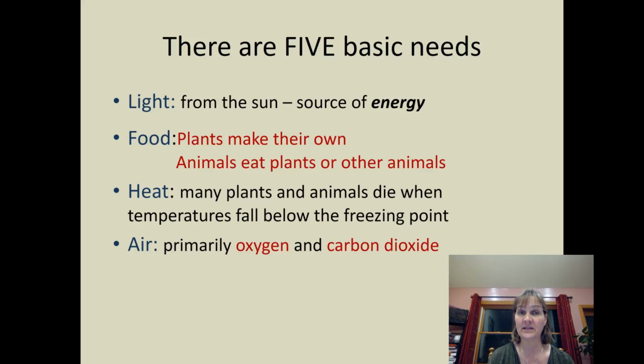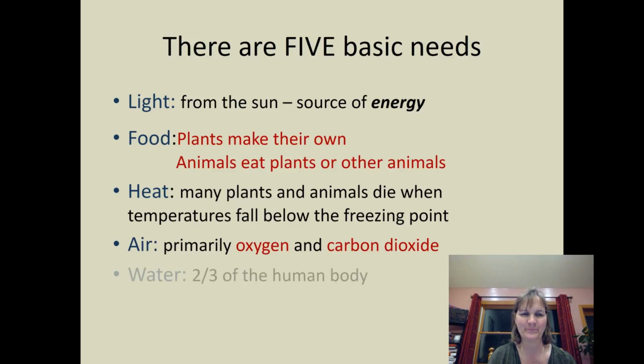Is it plants need oxygen and animals need carbon dioxide? Or the other way around? Animals need oxygen and plants need carbon dioxide. I'm not going to just give you all the answers, guys. I'm hoping you know some of this yourself, and I will always follow up with an answer key at some point.